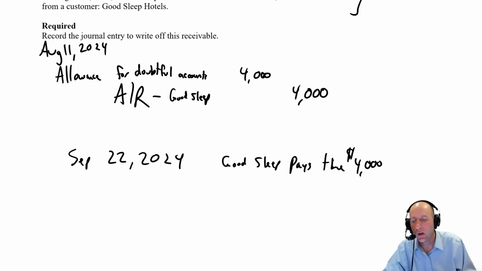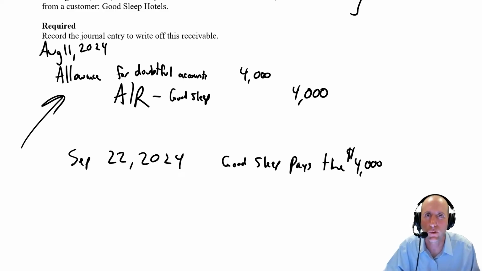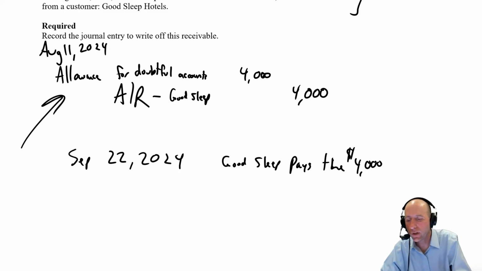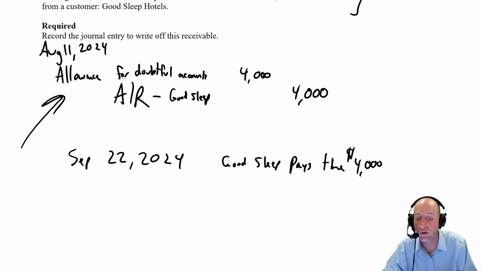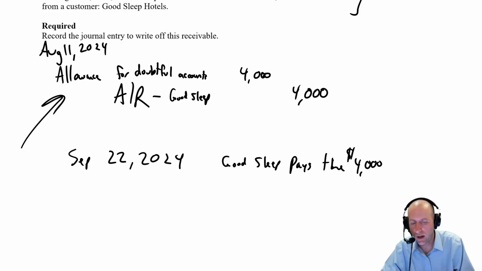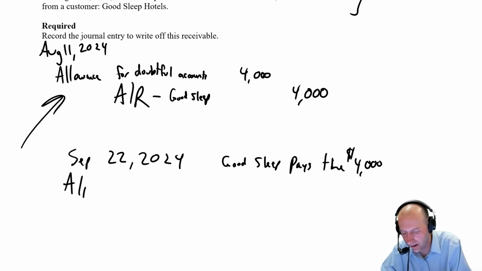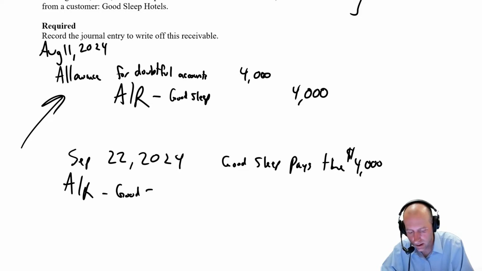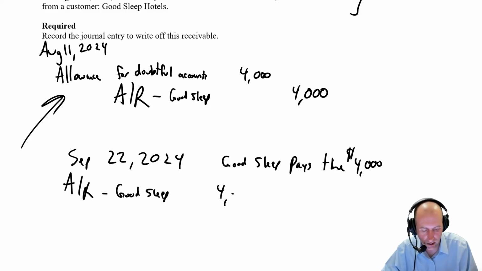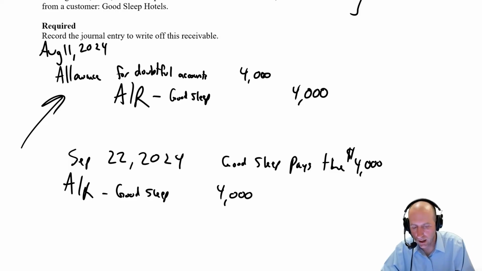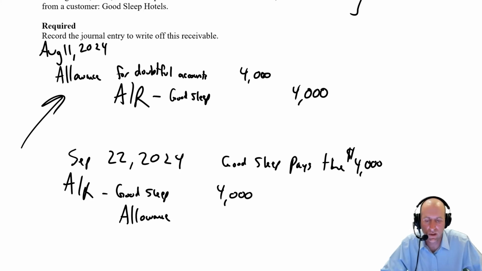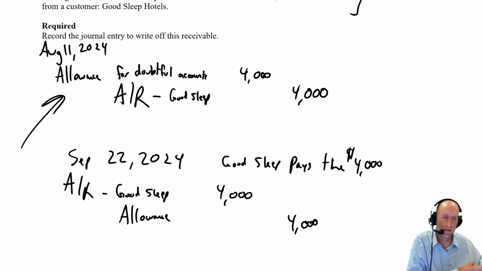Here's what we do. All we do is on September 22nd, we just reinstitute their AR. We just pretend this journal entry never happened and we reverse it. We go, okay, well, right now you don't have any AR to pay off. Let's give you that AR back. AR, Good Sleep, debit that to sort of put it back on the books. Then we credit our allowance to say, okay, that allowance that I said I used up, debiting an allowance means you're using up your allowance for doubtful accounts. Now we're going to credit to say, oh, you know what? I can put that back in the cookie jar.